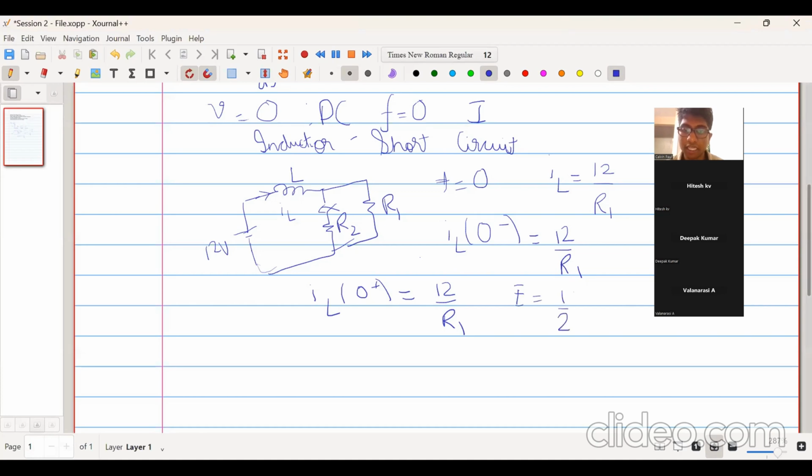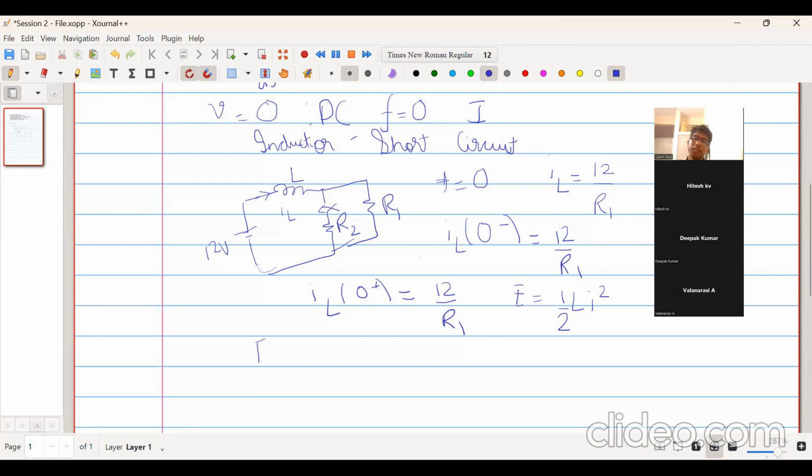So the current is at what instant? I0. What about Deepak? What is your answer? Current at 0 minus equals current at 0 plus equals current at 0, which is 12 by R1. Okay, current will be same.